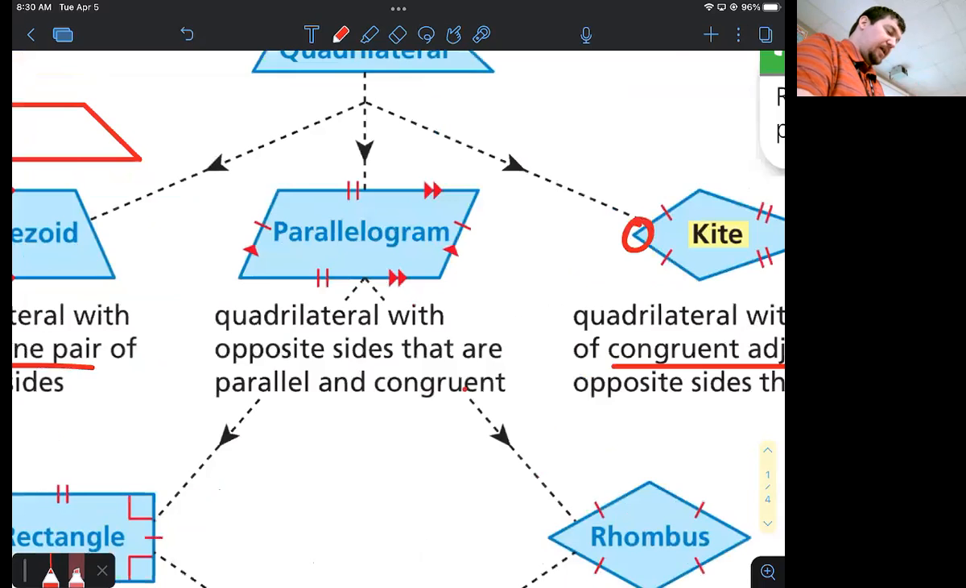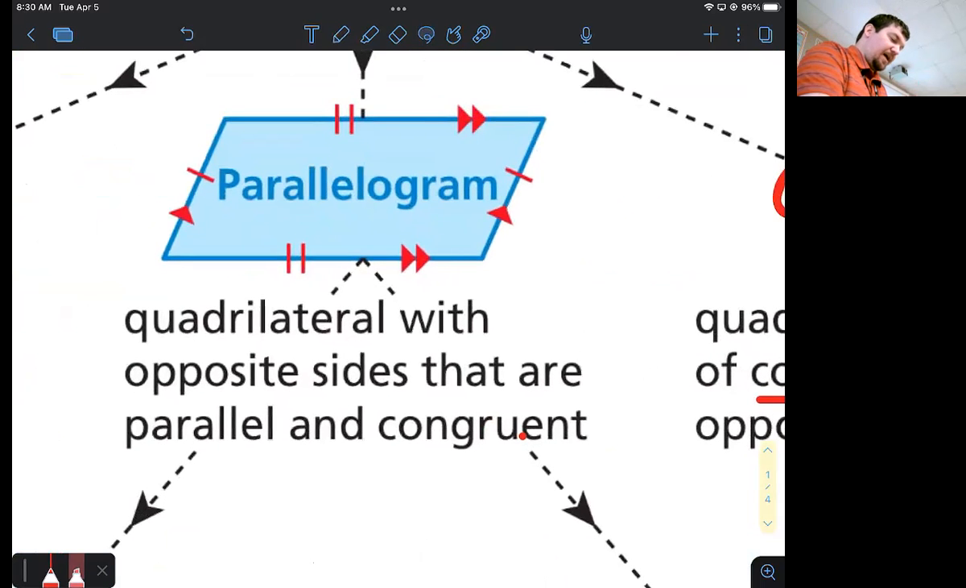Okay, so to be a parallelogram, you have to be a quadrilateral with opposite sides that are parallel and congruent. So you see the arrows up there. You got two sides that have one arrow showing they're parallel, and two sides that have two arrows showing that they're parallel. You also have two sides that have one tick mark showing they're the same size, and two sides that have two tick marks showing that they're the same size. So that's a parallelogram. Now, you read that definition and you might be thinking, well, isn't that true about rectangles?